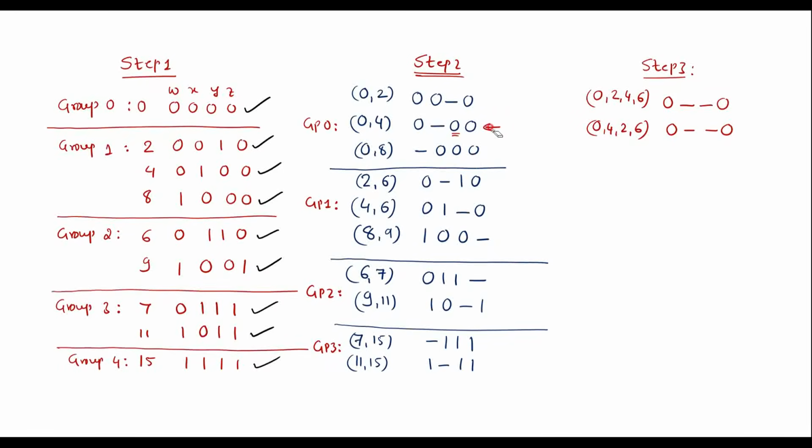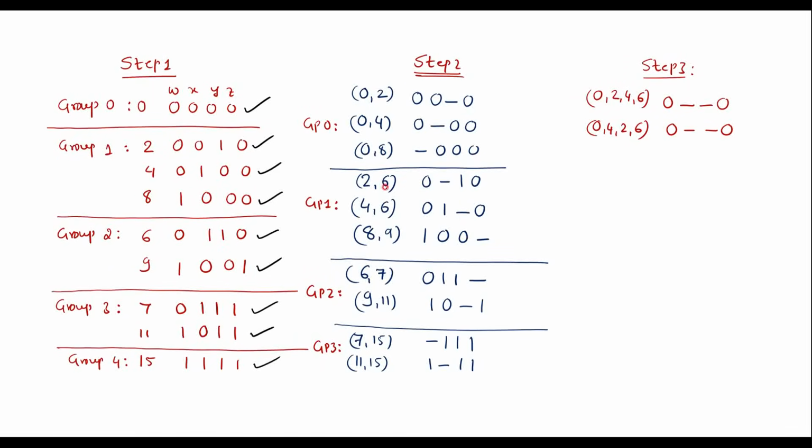Similarly, let me compare 0, 4 with 8, 9. It differs by more than 1 bit. Thus we have compared each number of group 0 with group 1. Put the line. Now similarly compare group 1 with group 2.